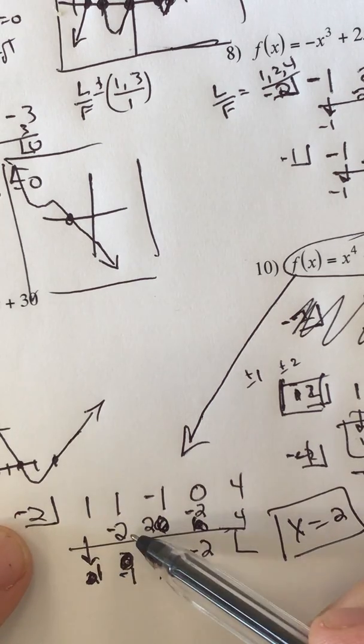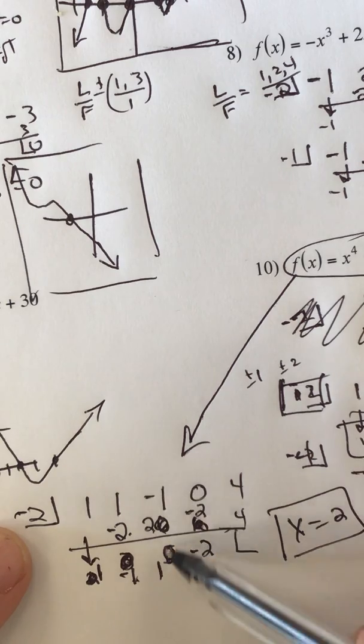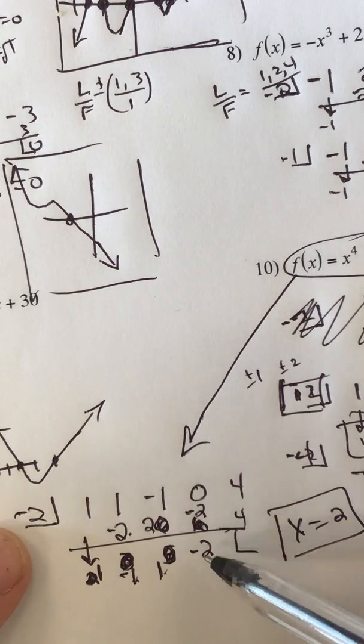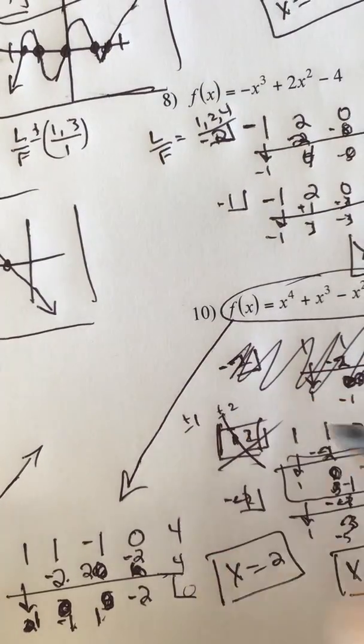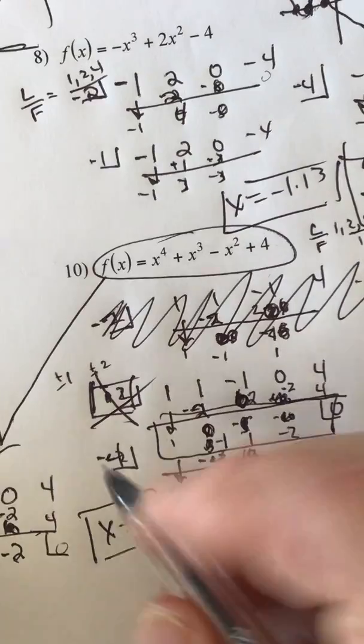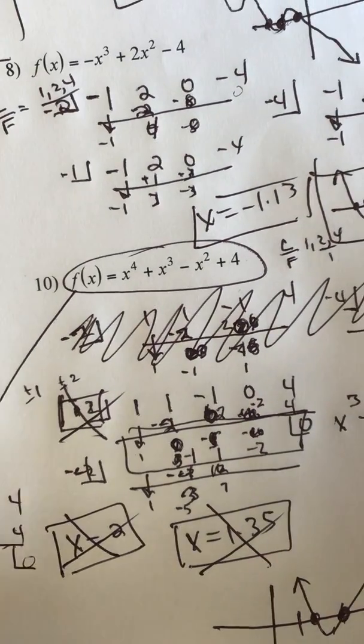Negative 2 times 1, that adds up to negative 1. Multiplies 2, that adds up to 1. Multiplies negative 2, okay, negative 2 times 2 is 4. That is not 0. That one actually did not work, for crying out loud. So we were not able to find any of those. So we couldn't find any of them by hand.